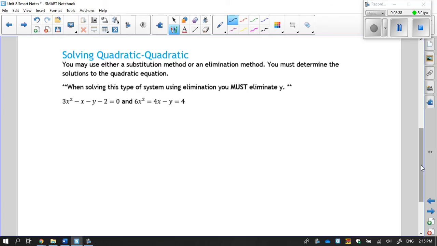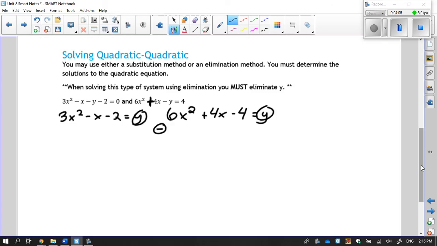So then let's rewrite this. Ooh, I made another mistake here. This should be a plus sign. So 3x squared minus x minus 2 is equal to y. And 6x squared plus 4x minus 4 is equal to y. So then I'm going to stack this guy on top, and I'm going to subtract. I'm going to subtract because these are both positive, and that'll get rid of it.